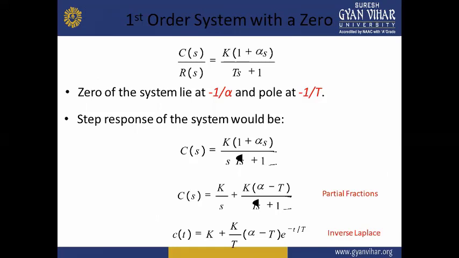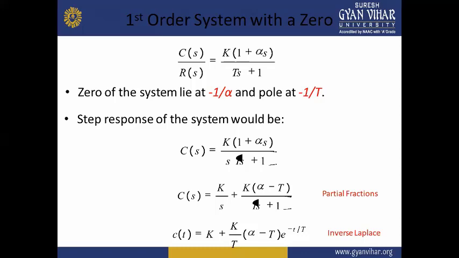Now, till now we have seen the first order system with no zeros. So when we introduce a zero into the system, what will happen? The zero of the system lies at -1 by alpha in this given transfer function, and the pole is at -1 by T. So the step response of the system will be what?